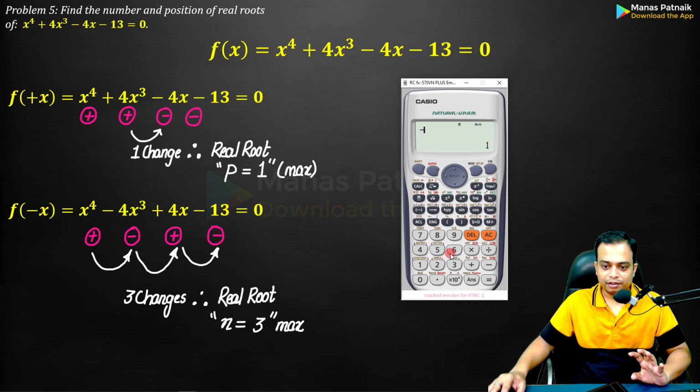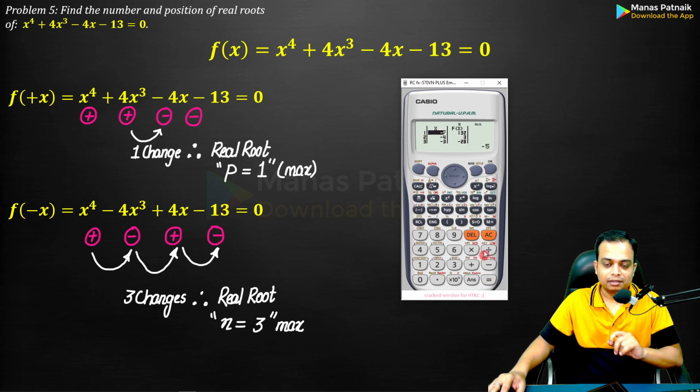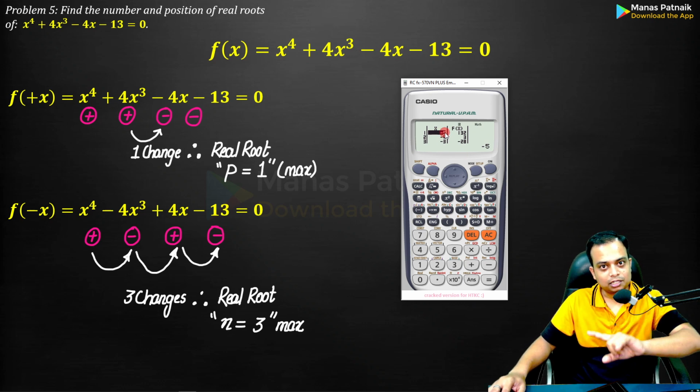You need to start from negative 5 and end at positive 5. What is the step? Step of 1. Enter. These are the values of x from minus 5. Step of 1, that is plus 1, will give you minus 4, then plus 1 will give you minus 3.